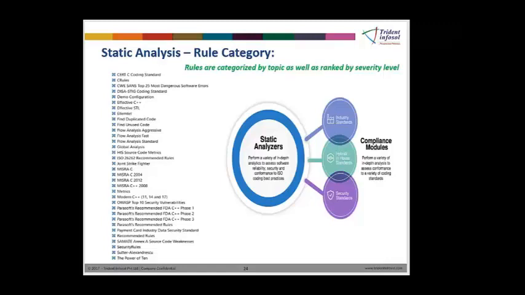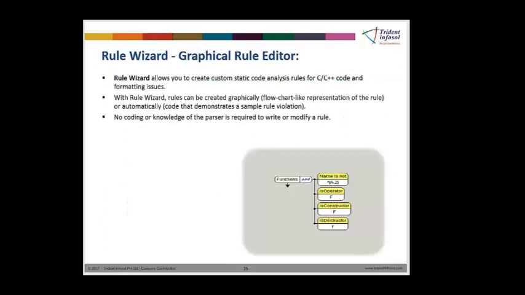And all the rules are categorized by topic as well as ranked by severity. We have about 2,264 rules, and all the rules are categorized into different coding standards with respect to different domains. We have an additional feature called Rule Wizard in the static analysis.